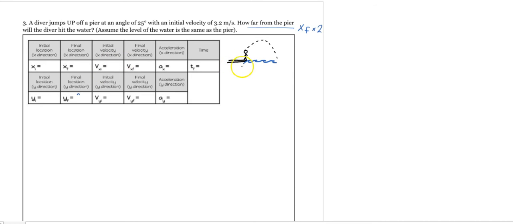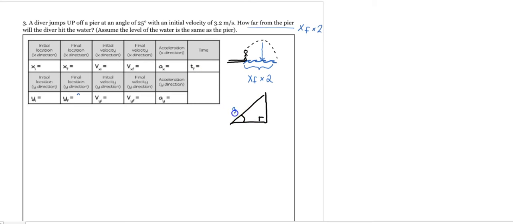So in my drawing, I have the pier and then the water is at the same level and the diver will take that path. The distance that the diver will land from the pier is the final x location times 2, because x sub f really only brings you halfway, and we want to know the entire distance. So first I'm going to just draw my triangle and set this up.